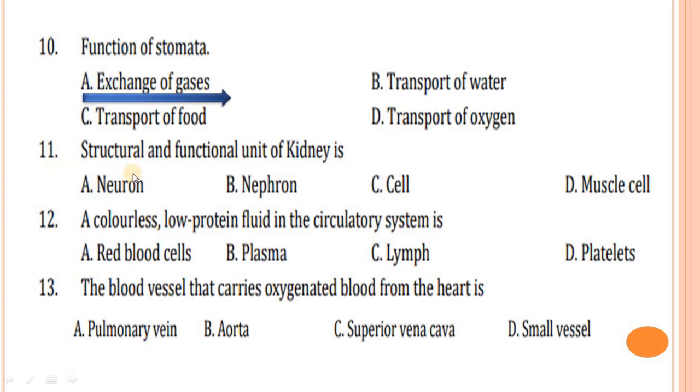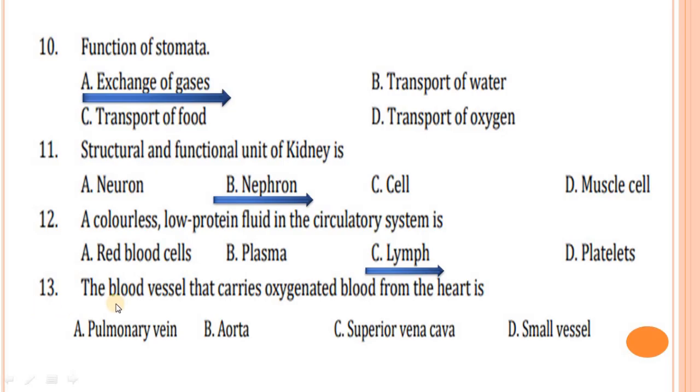Question number 11, structural and functional unit of kidney. The structural and functional unit of kidney is the nephron. Here one more is there, that is called neuron. It is the structural and functional unit of the nervous system. 12th question, a colorless low protein fluid in the circulatory system is called lymph. Lymph has low protein and it is a colorless liquid.